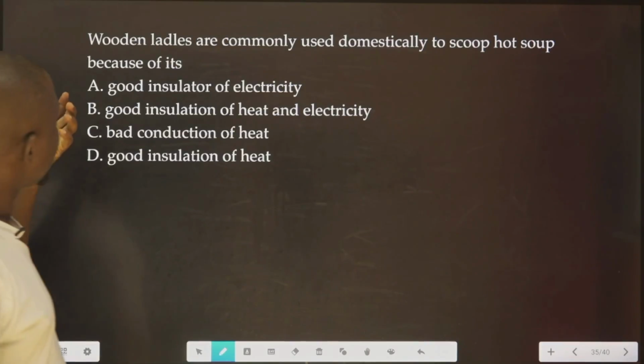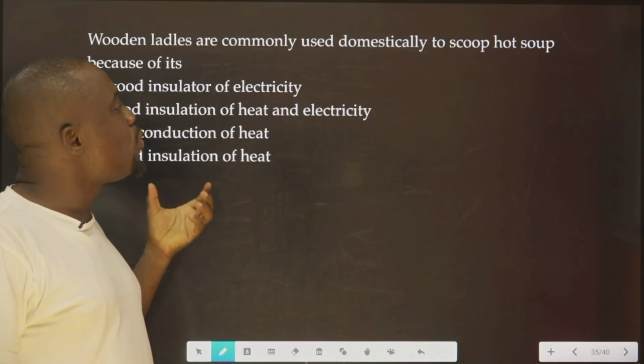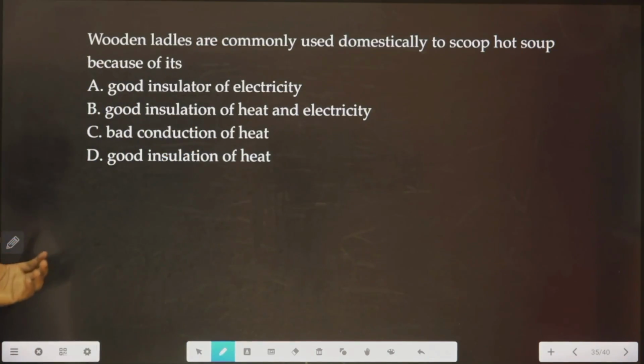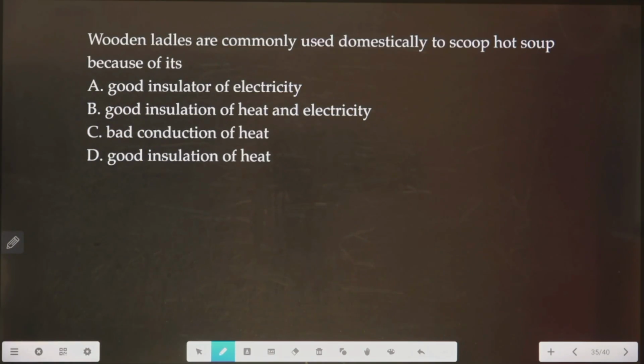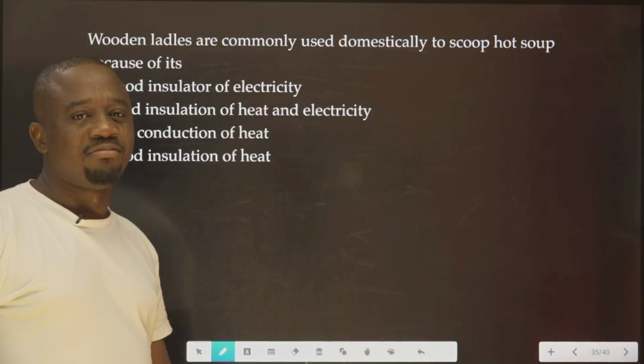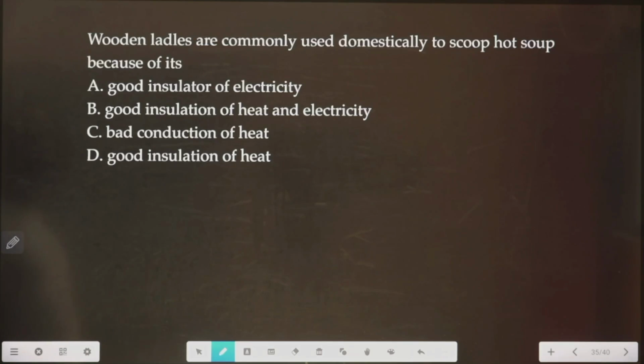Wooden ladles are commonly used domestically to scoop soup because wood is a good insulator of electricity. We are not talking about electricity where you are considering turning soup. B, good insulation of heat and electricity. This one has spoiled it, the electricity. Bad conduction of heat. Good insulation of heat. So the answer is D, good insulation of heat. So this is the answer.